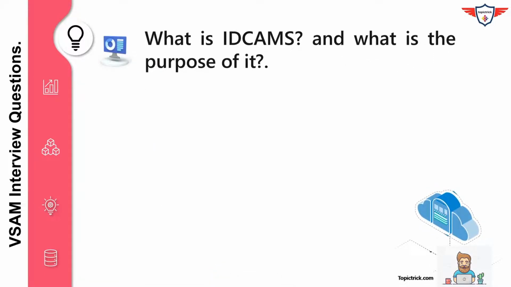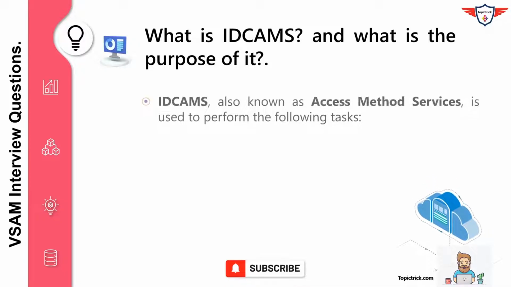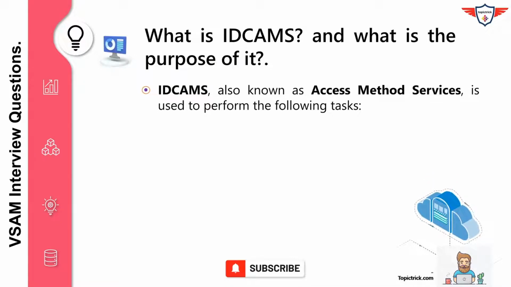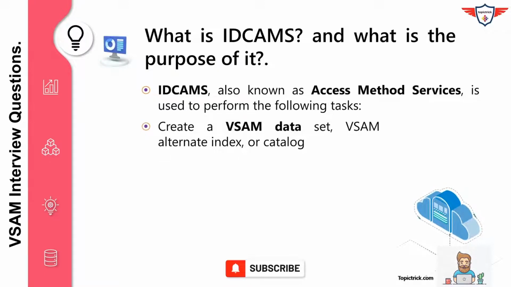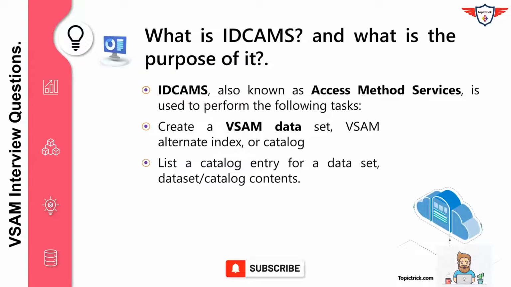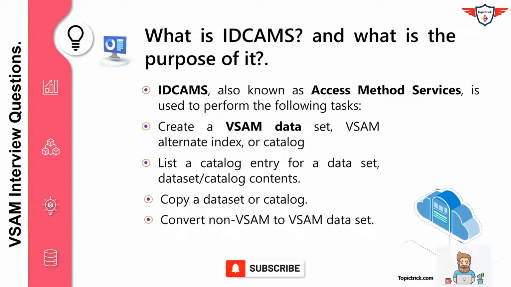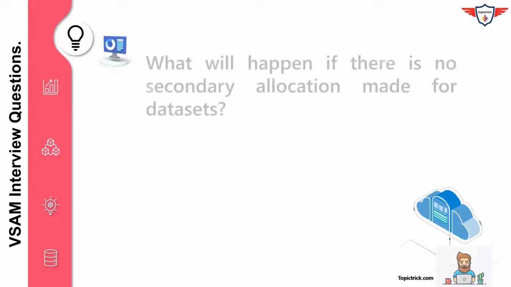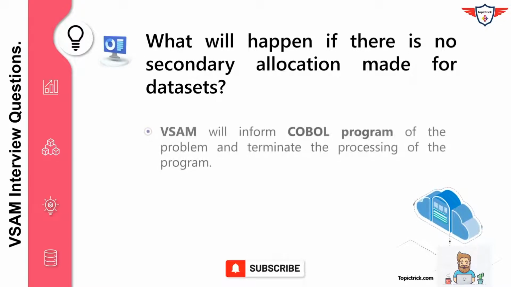What is IDCAMS, and what is the purpose of it? IDCAMS is also known as Access Method Services. It is used to perform the following tasks. Create a VSAM dataset, VSAM alternate index, or catalog. List a catalog entry for a dataset or catalog contents. Copy a dataset or catalog. Convert non-VSAM to VSAM dataset. Load a VSAM dataset from VSAM records. Rename the VSAM datasets.